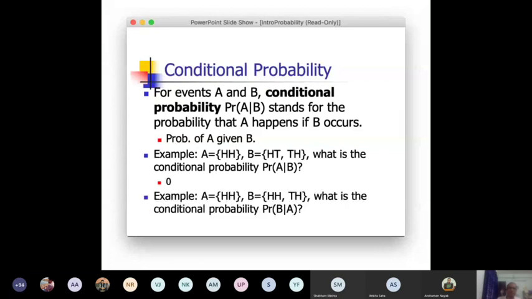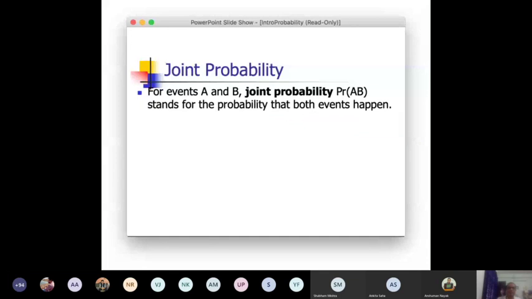Now let us take another example. Suppose the definition of A and B is in this manner. A is once again head and then head, and B has 2 possibilities. If any one of them has occurred, then B also occurs. That is head and head or tail and head. So what is the probability of B given A? 1. Right. So you see that this is quite simple, and this is how conditional probability should be considered.